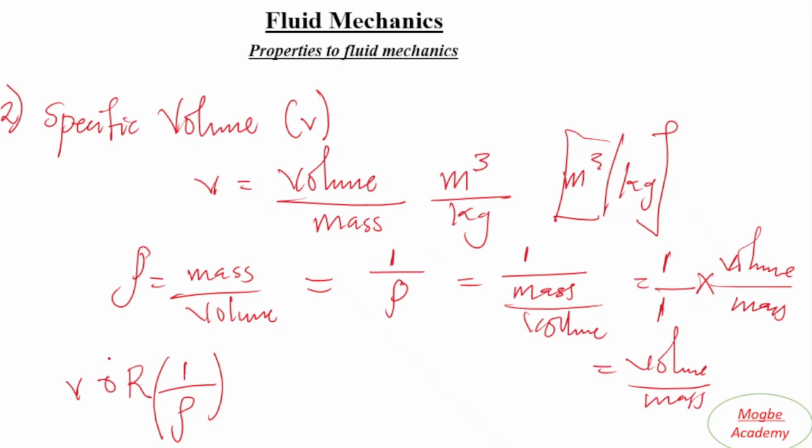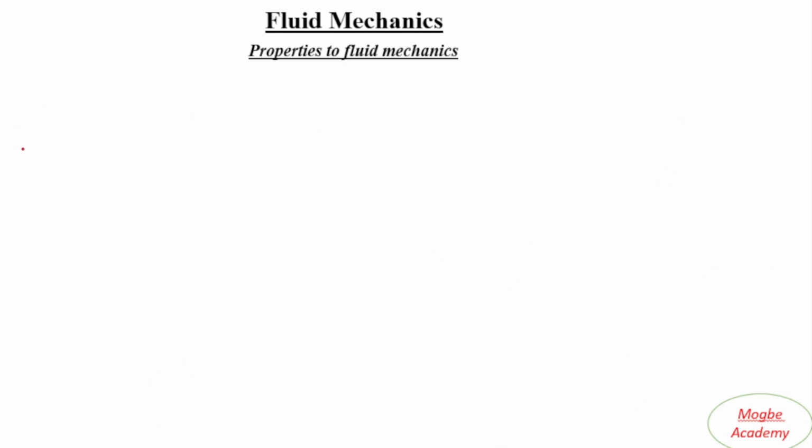Now let's talk about the third property of fluid mechanics. The third property of fluid mechanics is what we call our specific weight.